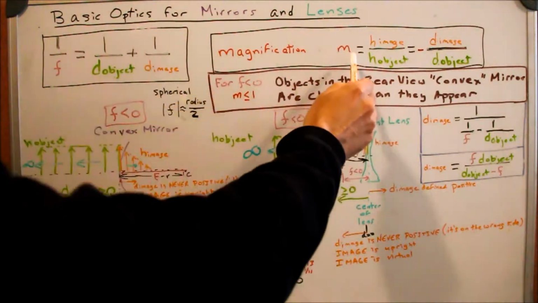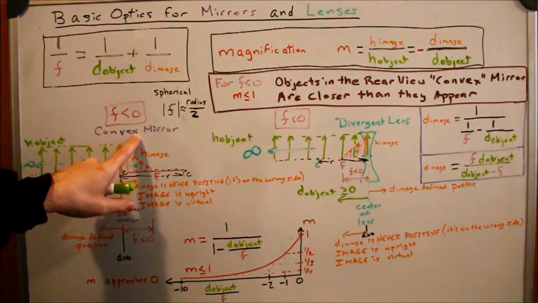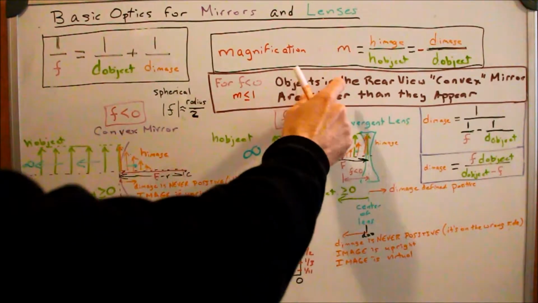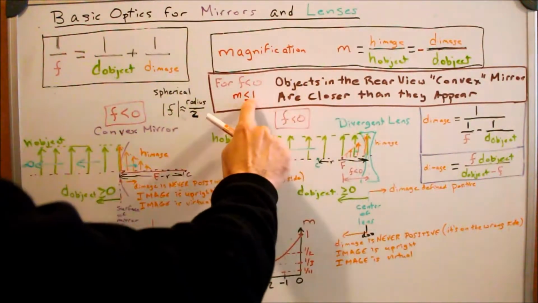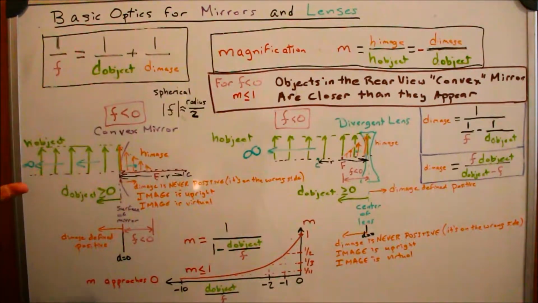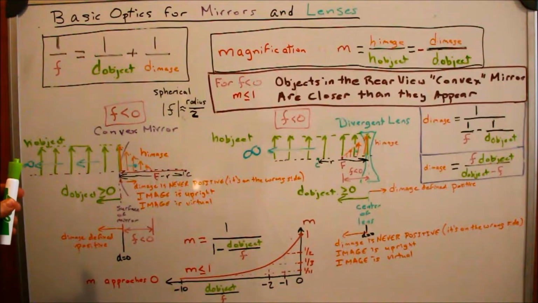So this statement helps me understand right away: if I know it's a convex mirror or a divergent lens, something with a negative focal length, I know right away that my magnification factor is less than or equal to 1, and it will approach 0 as the object is at infinity away. So that helps me understand what's going on there.